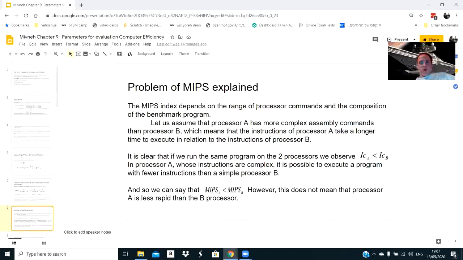Okay, so the MIPS index depends on the range of processor commands and the composition of the benchmark program. It could be that I have a program that wants to compute pi, and my computer runs one very long command, and it turns out it did only 1 command in that hour. Whereas somebody else's computer did 1 million commands to get the pi, and it took 2 hours. But it's going to look better.